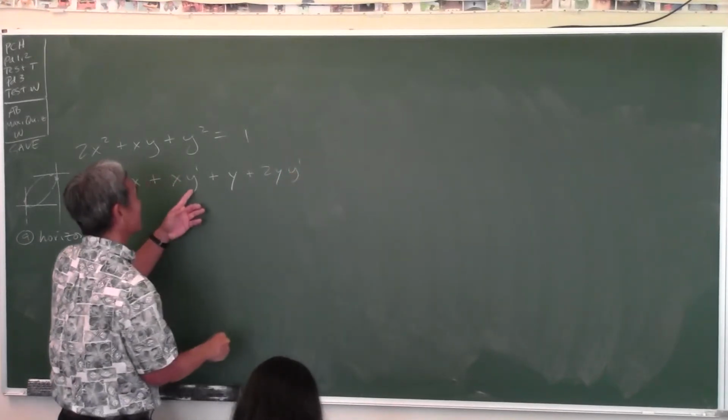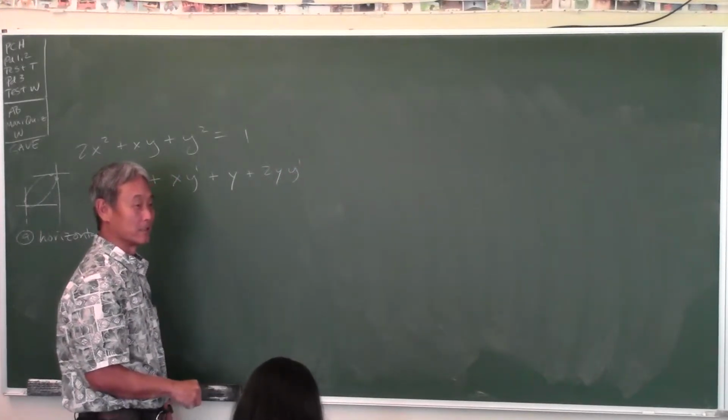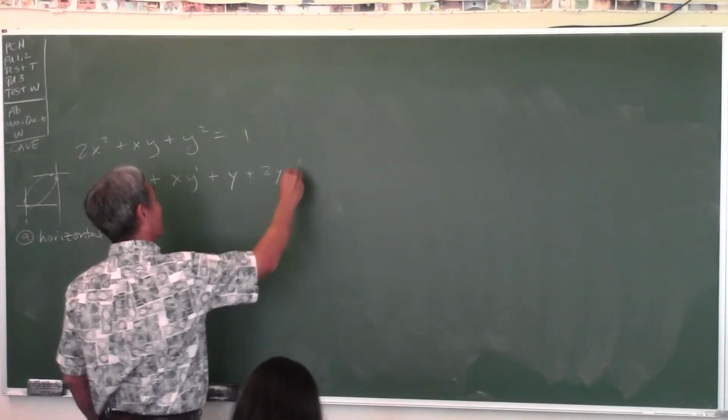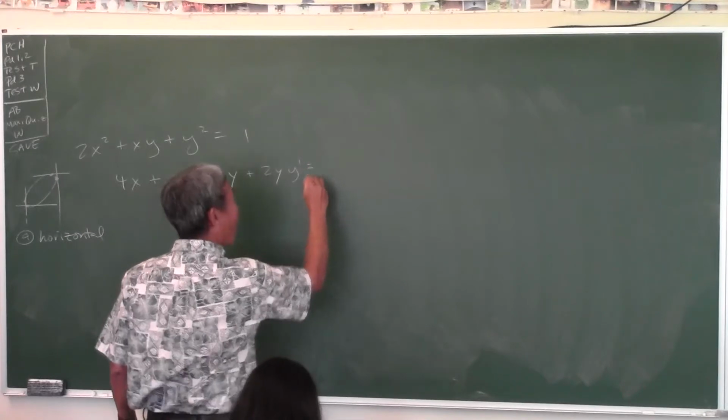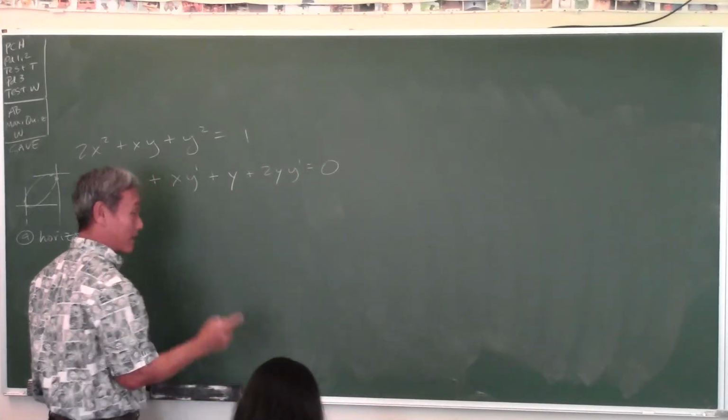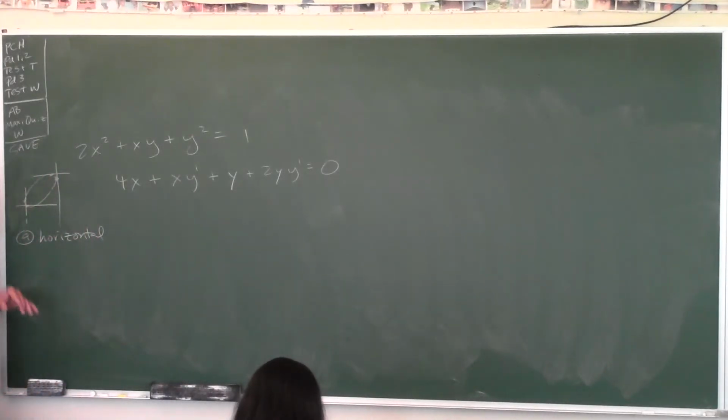Equals zero. Oh, that would be a zero, minus 2 right there. Don't make the mistake tomorrow. The derivative of a number is 0.